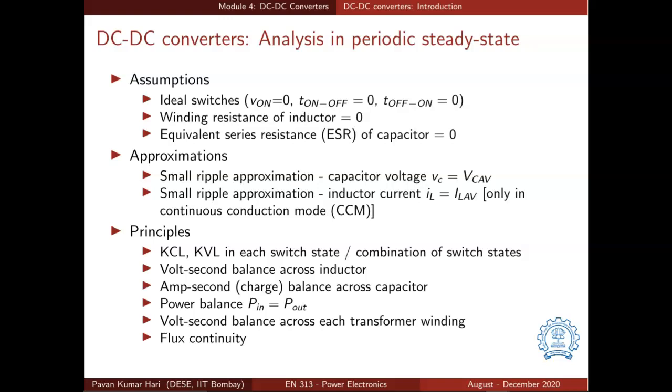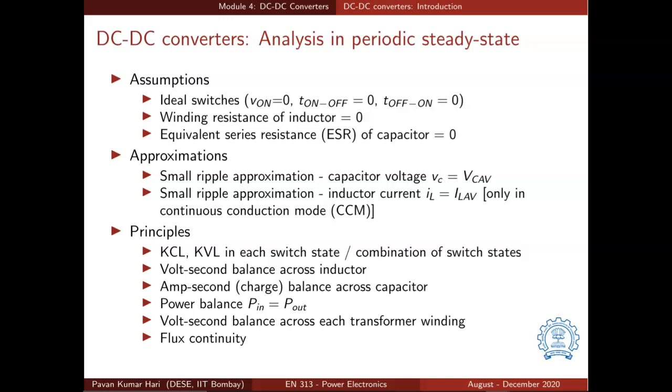Then all these non-idealities can be incorporated one by one or together. And we also have certain approximations that are made to make our analysis easier. What are those? The approximations are known as the small ripple approximation. That means, see, we are interested in DC voltages. We are interested to produce DC voltages across the output terminal of this DC to DC converter.